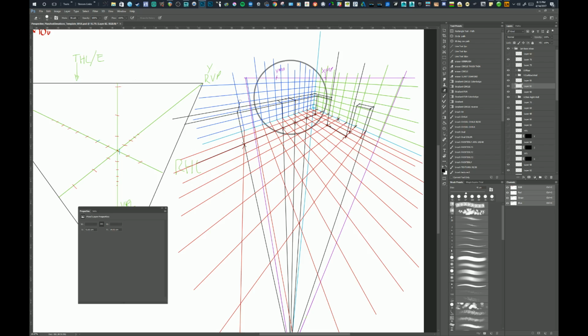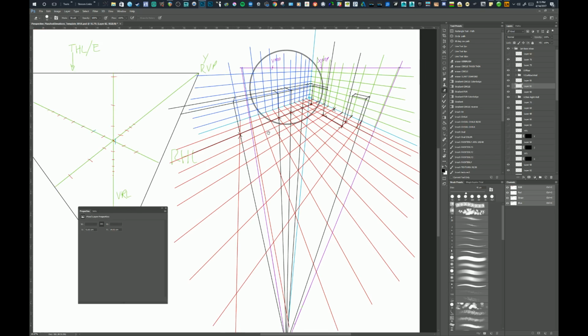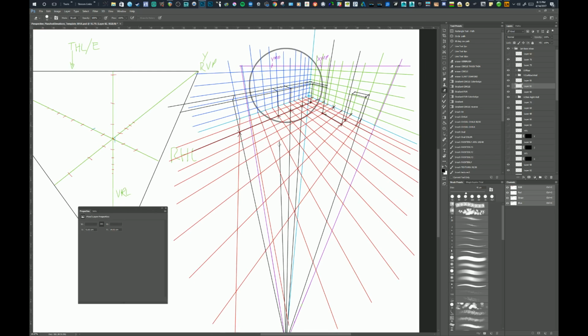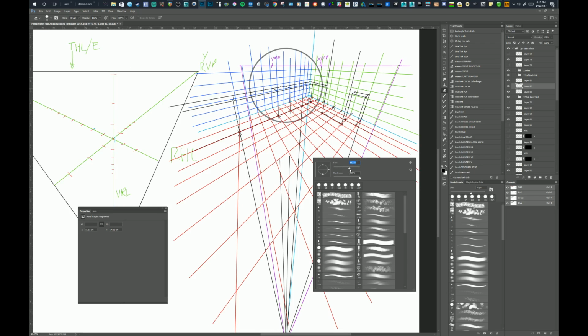It's funny what happens, like you feel like it's wrong until you erase those lines or get rid of them or draw over them and turn them off.